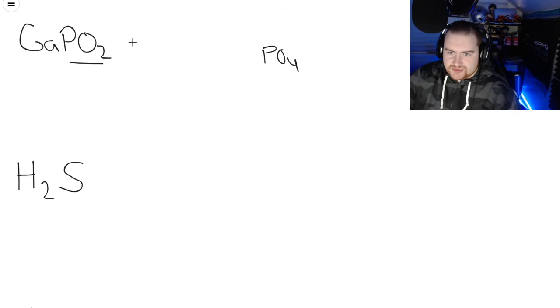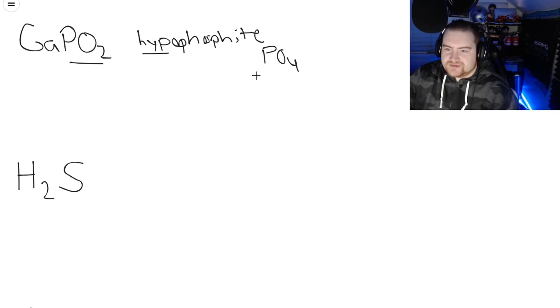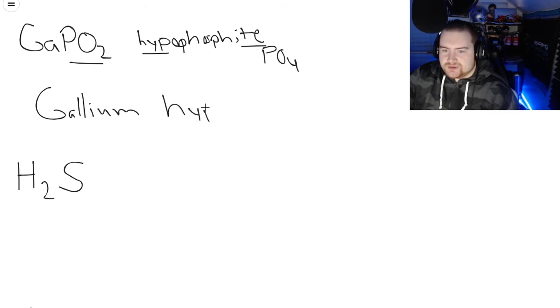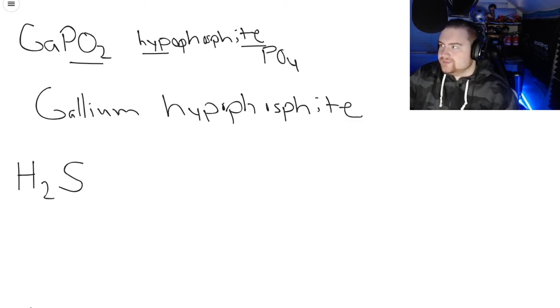So we're going to be moving up 2 and changing the name accordingly. So PO2, its name is hypophosphite. So you get the hypo prefix and the ite ending based on losing 2 oxygens. So all we have to do is write that down. So Ga is gallium. And then PO2 is hypophosphite. Alright, we're doing okay with the spelling here.